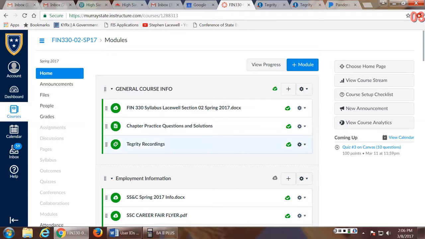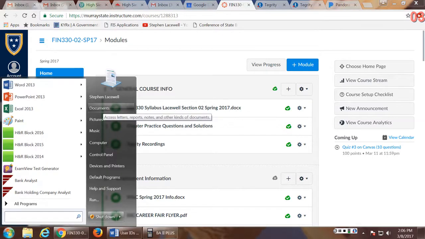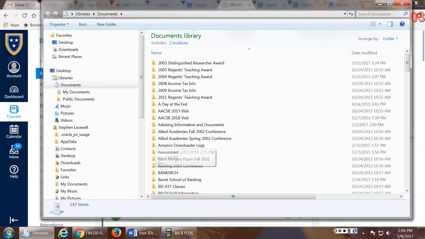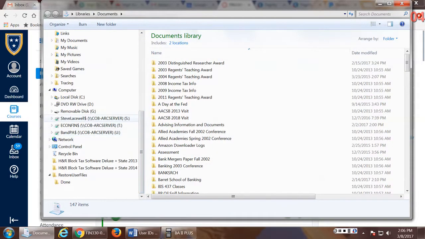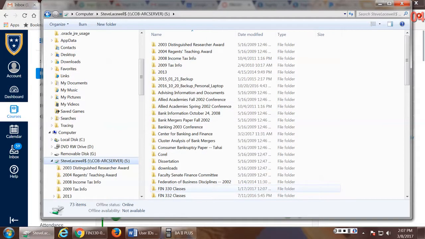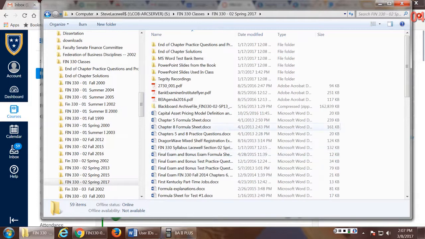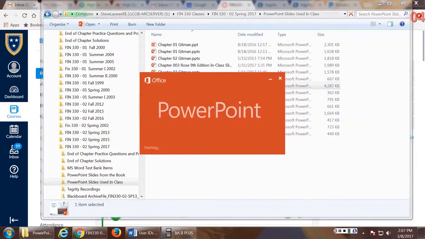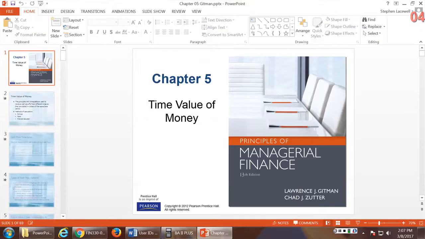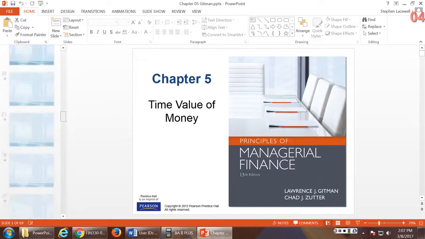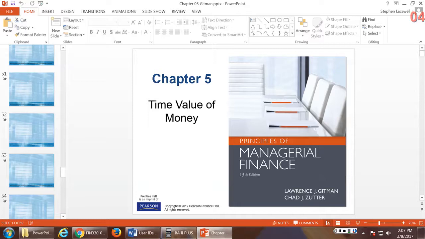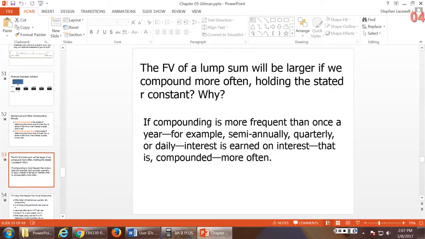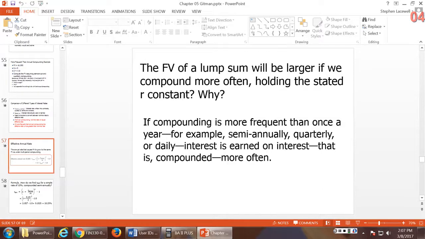Okay, so what I want to do is bring up Chapter 5, which is the last part of time value of money. Where we left off, we were talking about amortized loans, and we had just gone through purchasing a car. So we were financing a car. We went through that process.